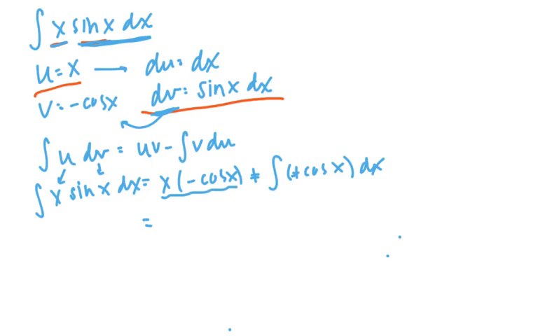When we multiply x times negative cosine x, we get negative x cosine x, plus the integration of cosine x is sine x, and that's the end, so we say plus c. And that's our integration by parts.